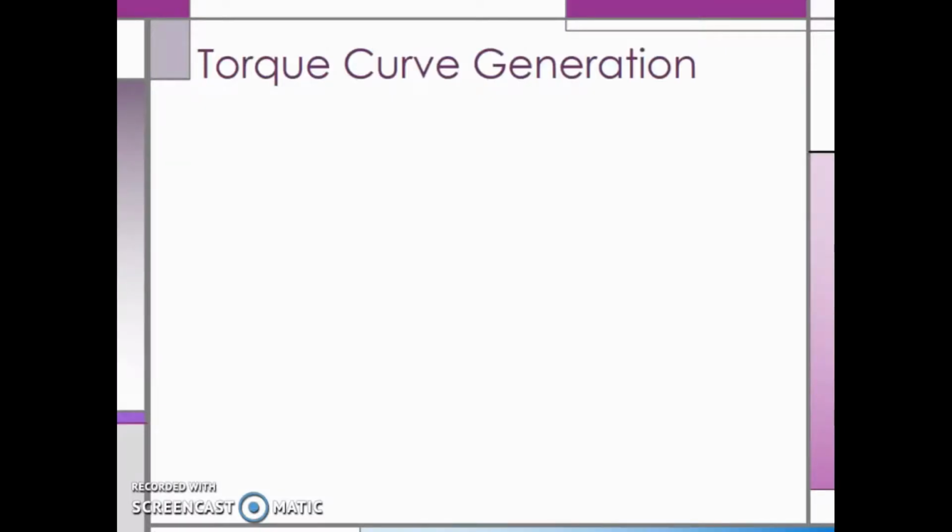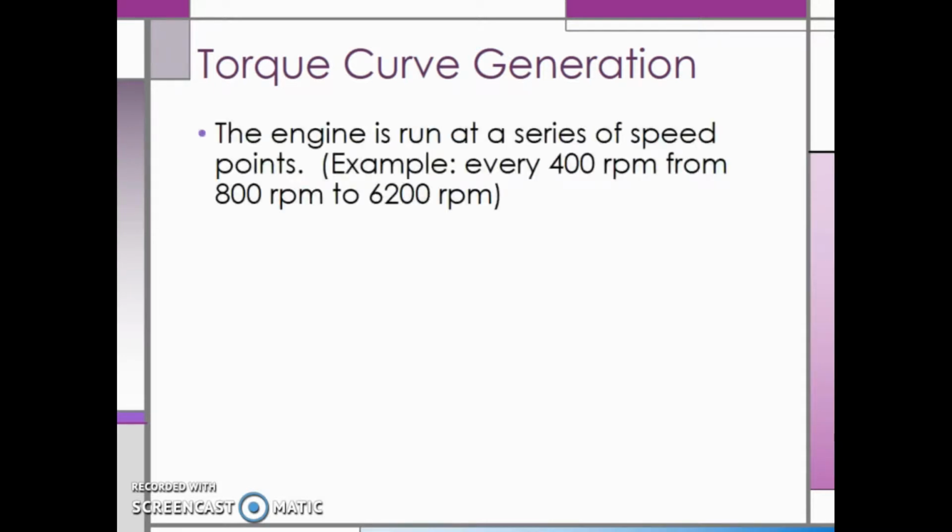In the previous video, we took a closer look at the most common types of engine dynamometers. Now we are going to look at how they can be used to generate torque curves. A torque curve can be generated by running the engine at a series of speed points. As an example, you could run the engine every 400 revolutions per minute from 800 RPM to 6,200 RPM.